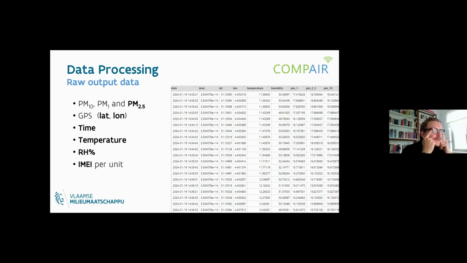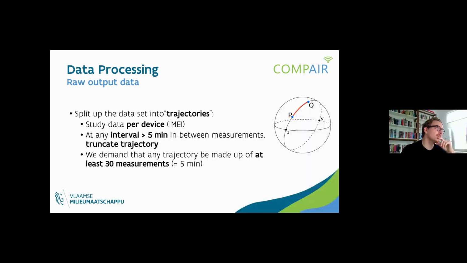You could start thinking about, okay, what's the concentration at this time? But the problem is that all of these measurements basically have to be taken within the context of the trajectory that they were a part of. So that's the first thing that we're going to do. We're going to split up this data set into trajectories. We're going to study the data per device. And at any interval larger than 5 minutes in between measurements, we're going to truncate the trajectory. So we're going to assume that whenever a citizen was not moving for more than 5 minutes, that basically means the end of that trajectory. What's more, we demand that any trajectory be made up of at least 30 measurements. So it needs to be at least 5 minutes long.